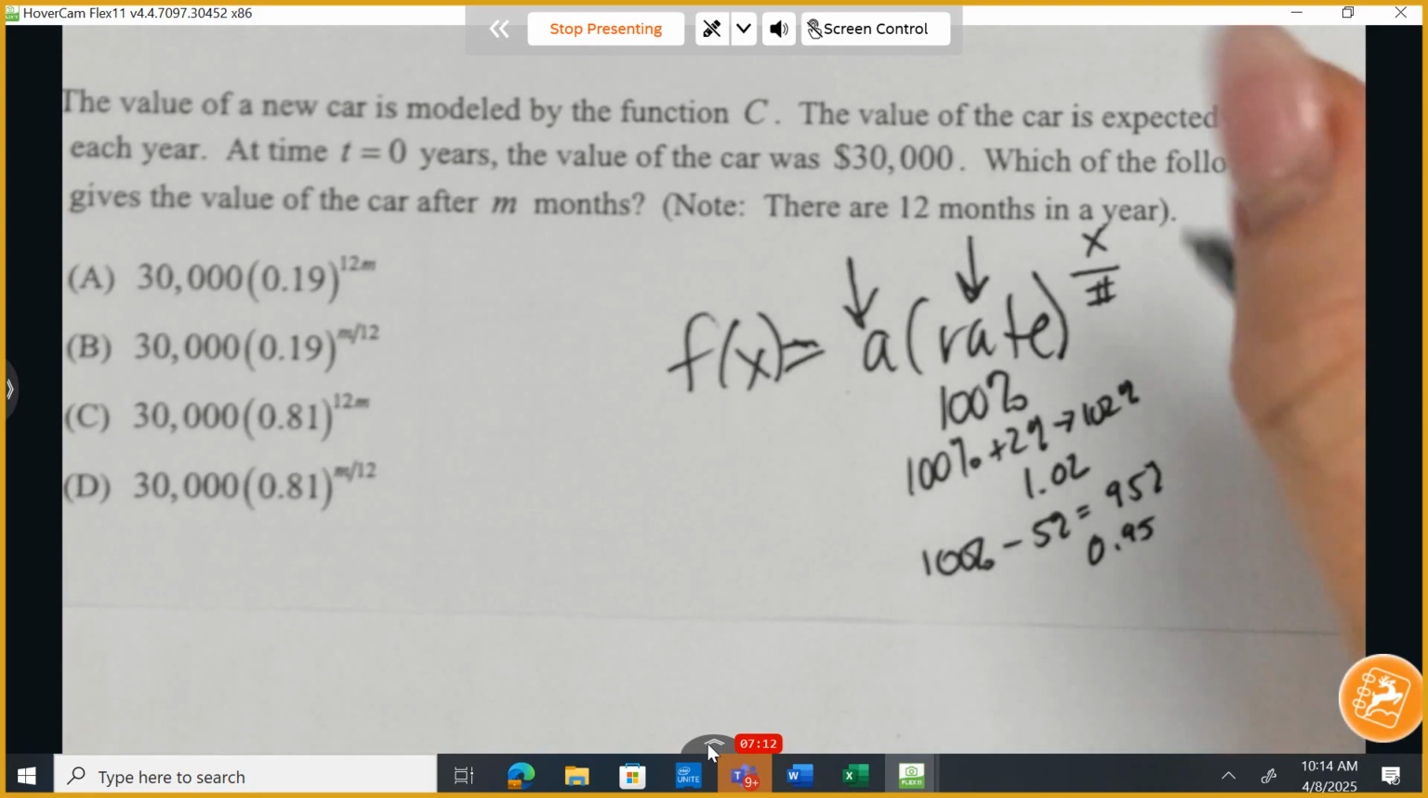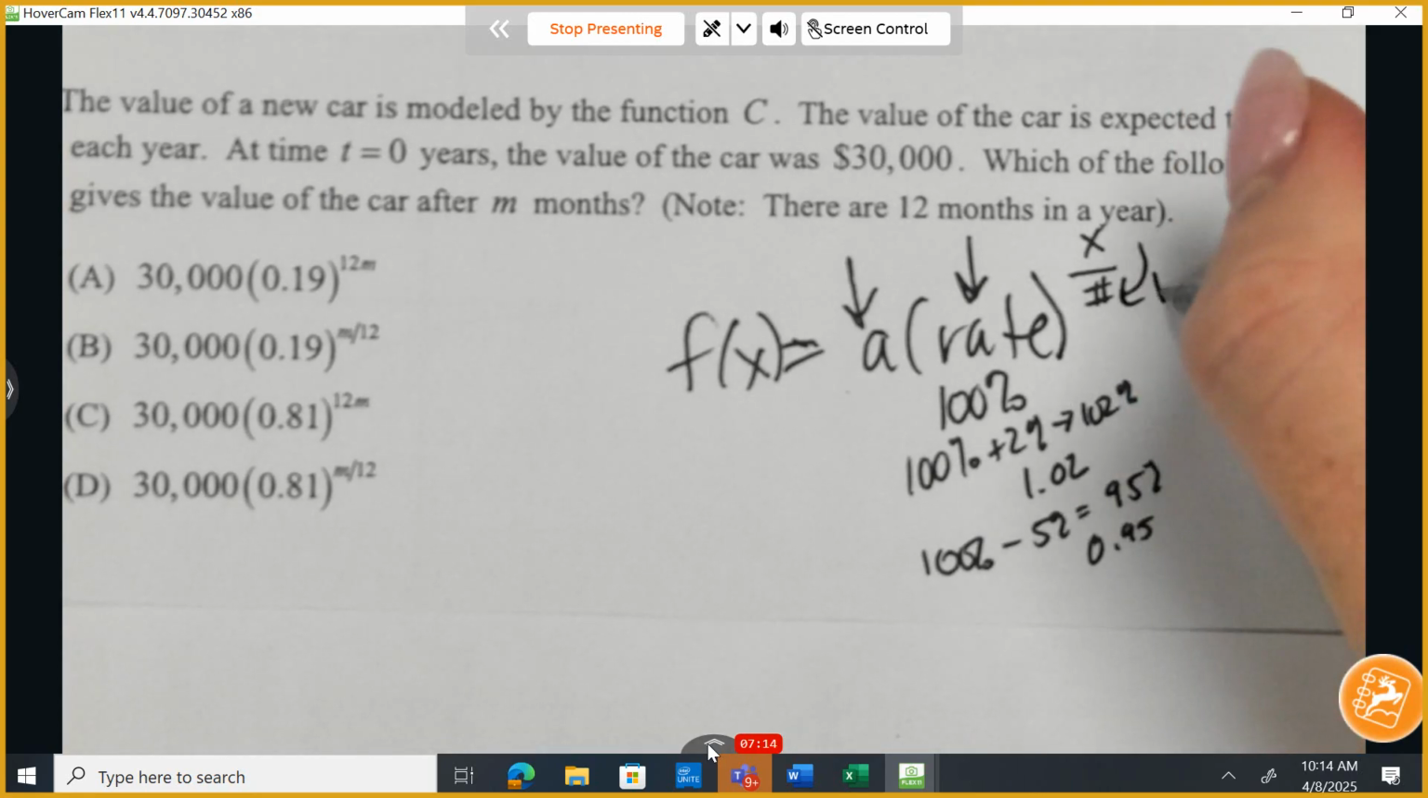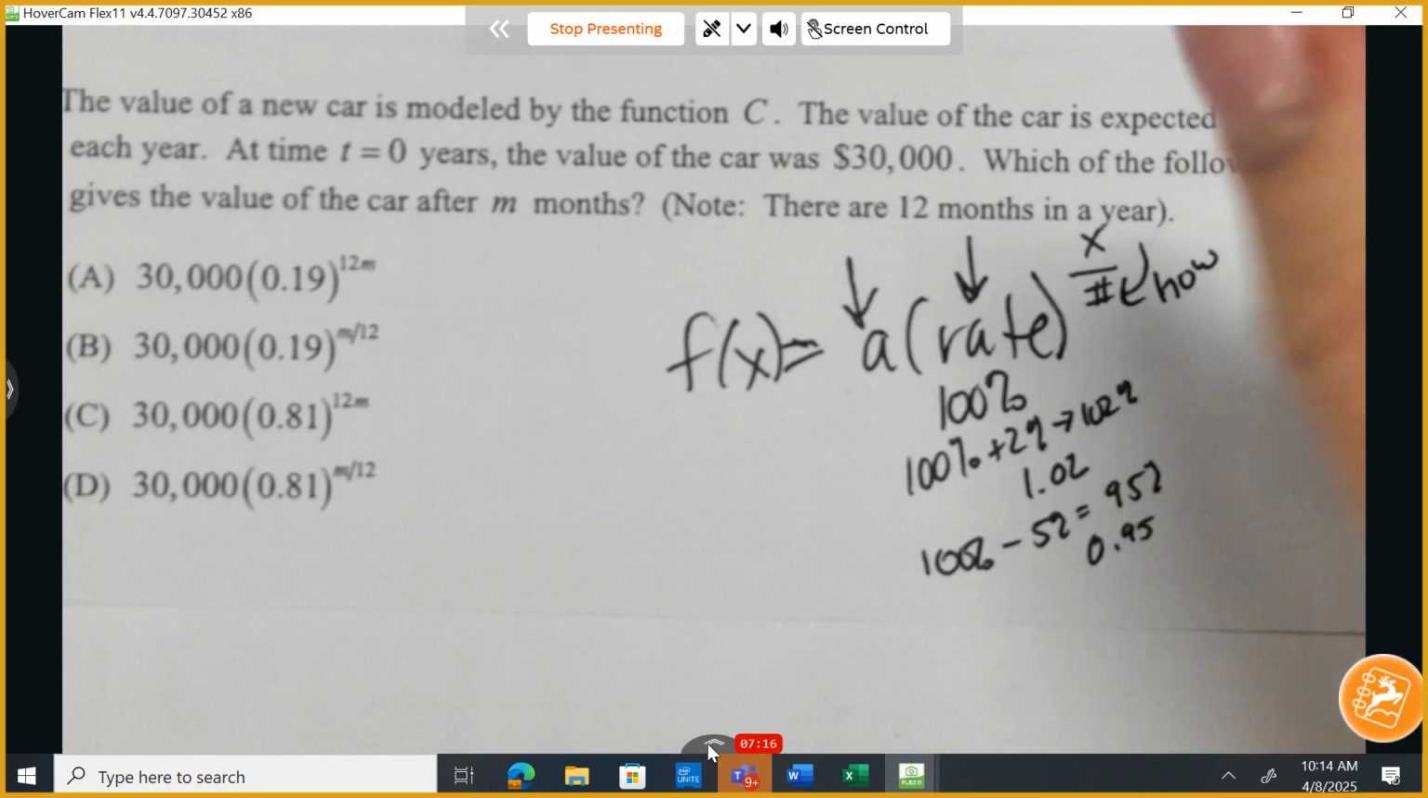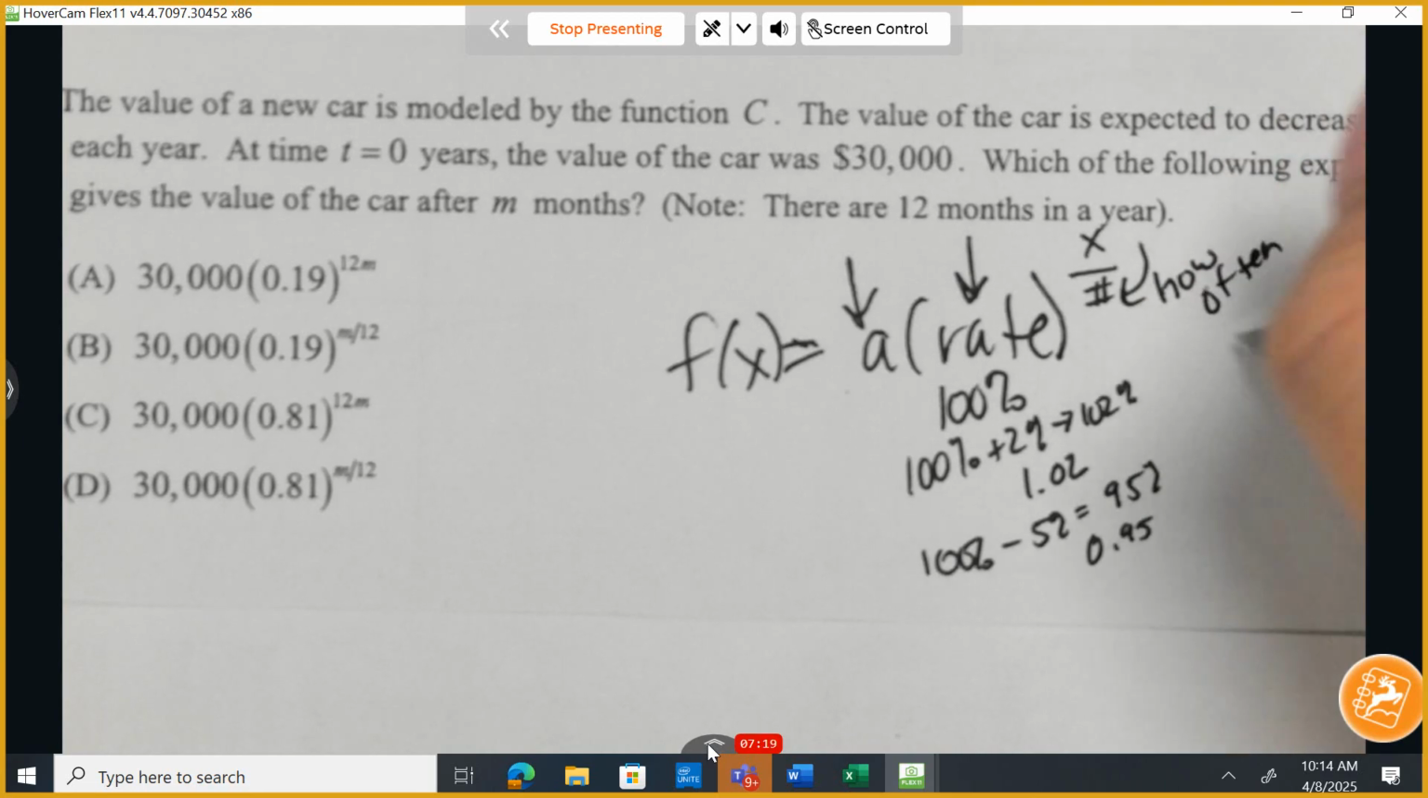Now we're going to come over here. This is how often, and I think it's very important you write this down, this is how often this occurs.